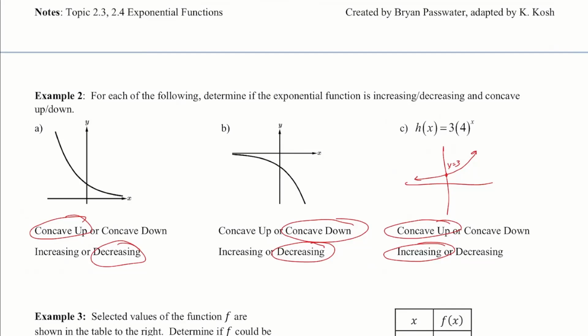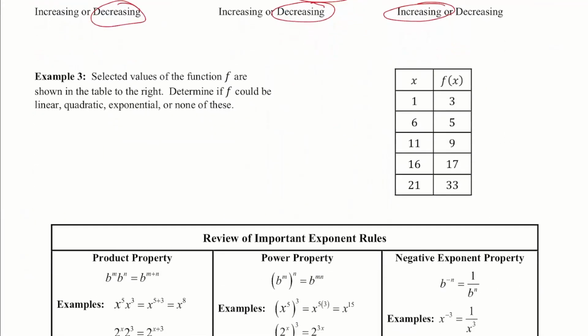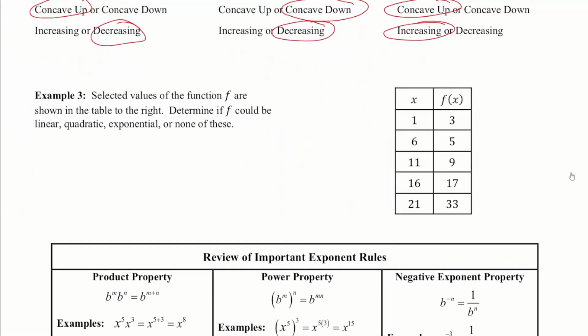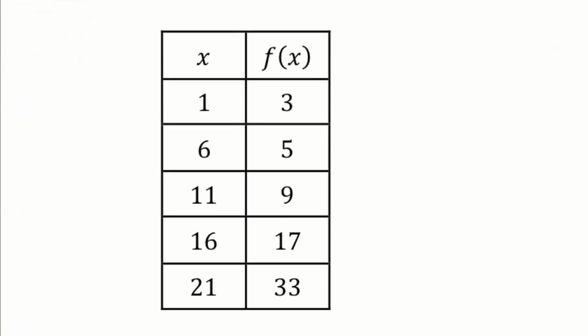Alrighty then, let's move on to example number 3. Selected values of the function f are shown in the table to the right. Determine if f could be linear, quadratic, exponential, or none of these. So let's take a look at the table. When we did problems like this earlier in the year, we would take the first difference, second difference, and third difference until we were able to figure out what type of function it was, based on what difference it was.